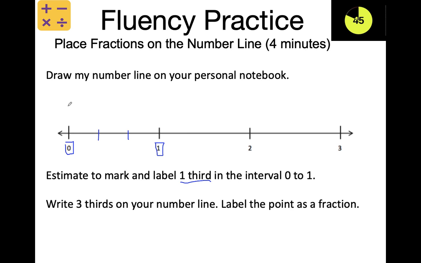So if we looked at this, this would be 0/3. And this one is going to be 1/3. So we know that that is where 1/3 is. Now it says to write 3/3 on your number line. Label the point as a fraction. So where would we put 3/3 on our number line? So we would go from 0/3 to 1/3. 2/3 would go right here, and number 1 would be 3/3.